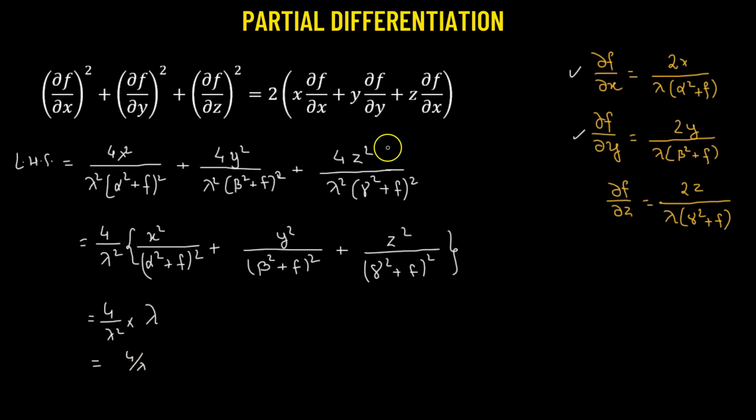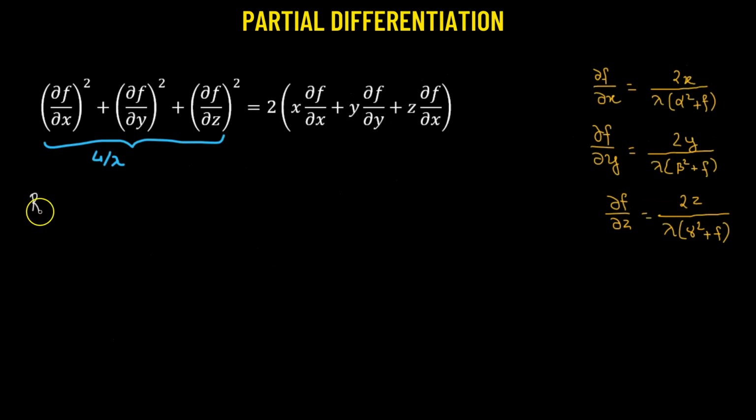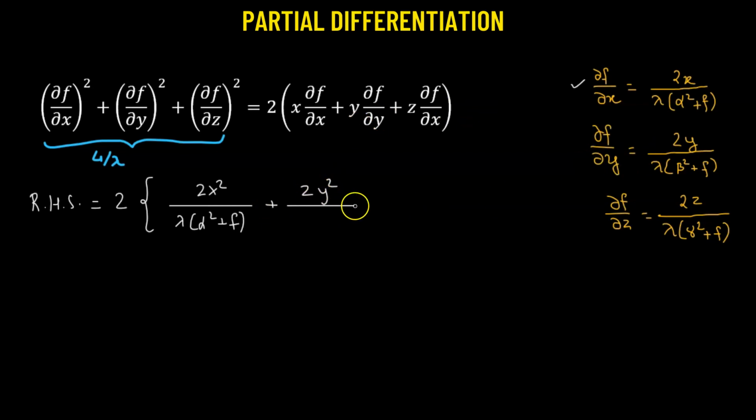Now we'll move on to the right hand side. On the right hand side we have 2, which will be multiplied by x times partial of f with respect to x. So this will make it 2x squared divided by lambda times alpha squared plus f, added to y times partial of f with respect to y. So that will be 2y squared divided by lambda times beta squared plus f, plus z times partial of f with respect to z, which will make it 2z squared divided by lambda times gamma squared plus f.